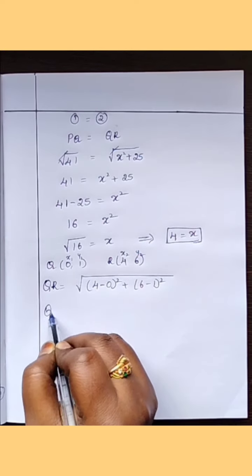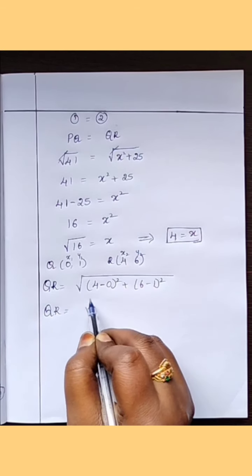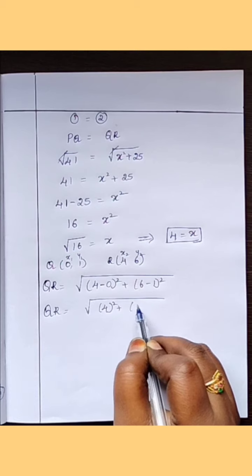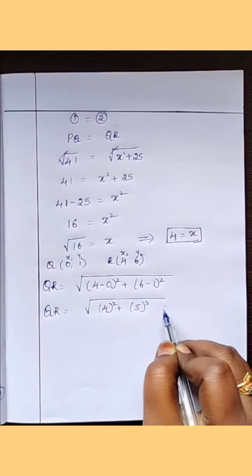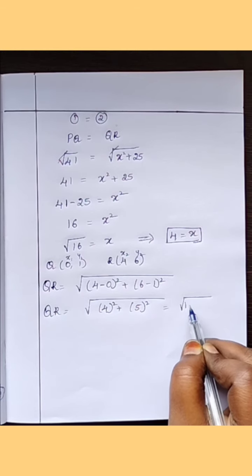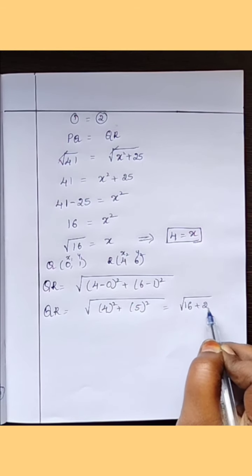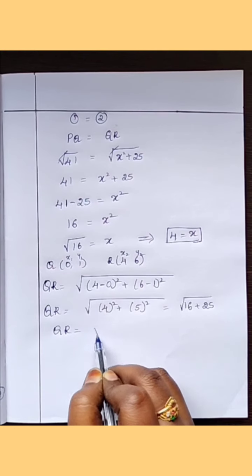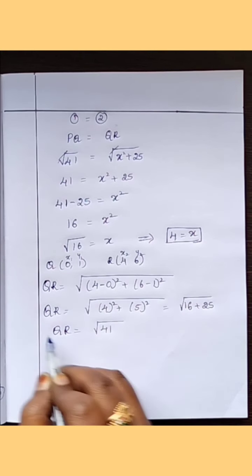Then QR equal to root of 4 square plus (6 minus 1), how much do we get? 5 square. Root of 4 square value, sorry, 4 square value is 16. 5 square value is 25. Add these two numbers. QR equal to 16 plus 25, how much do we get? 41.